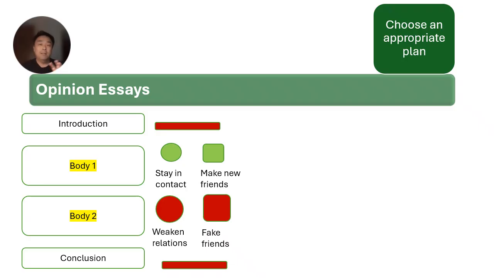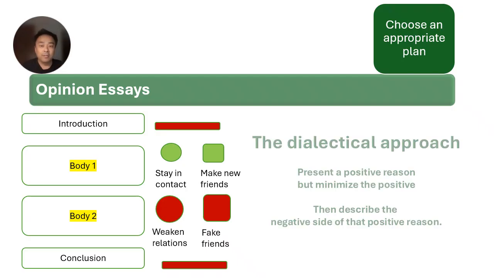So here, this type of two viewpoints is called the dialectical approach, where we present a positive reason, but we minimize the impact of that positive reason. Then we describe the negative flip side of that positive reason to argue against it and say that the negative outweighs that positive. I like this approach. It's used in university writing to good effect, and it shows that you've considered both sides of one factor.